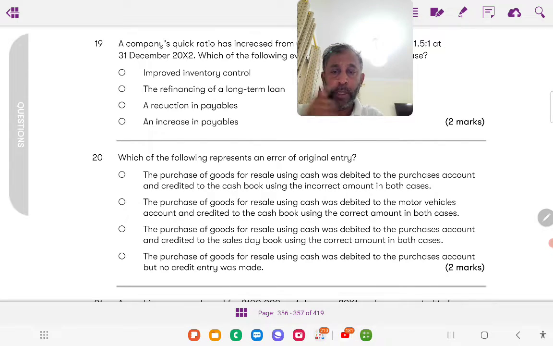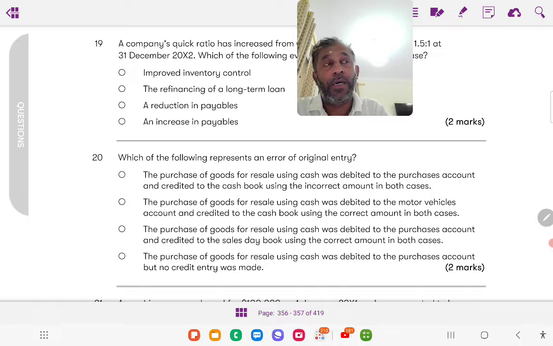Question number 20. Which of the following represents an error of original entry? The purchase of goods for resale using cash. Well, now, what do you mean by original entry? It is an error made right before the double entry, which would then be reflected in our accounting records. The purchase of goods for resale using cash was debited to the purchase account and credited to the cash account using the incorrect amount in both cases.